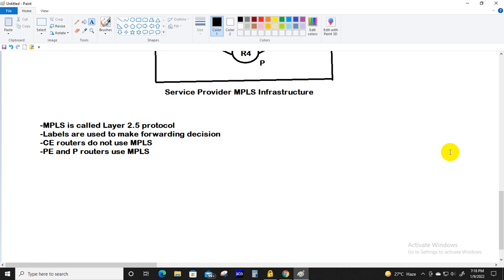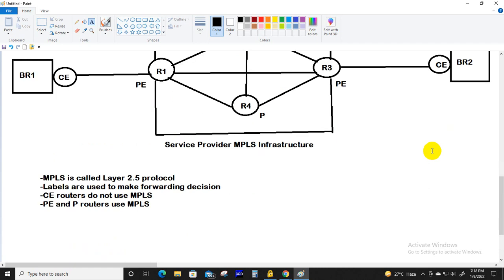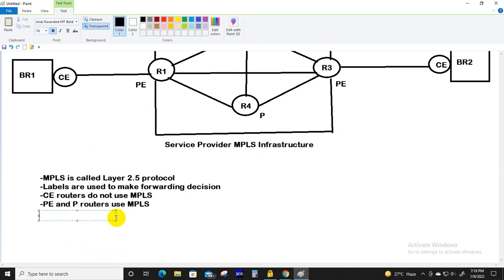Now this MPLS VPN can be categorized as layer 3 MPLS VPN and layer 2 MPLS VPN. We can say MPLS VPN can be layer 3 or layer 2. Now what is the difference between layer 3 and layer 2 MPLS VPN?